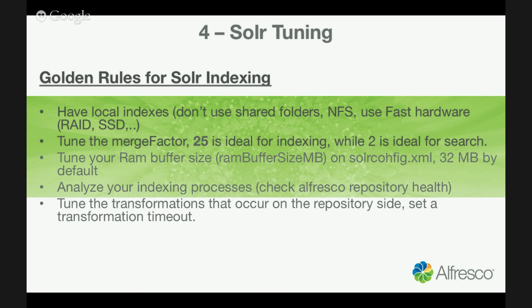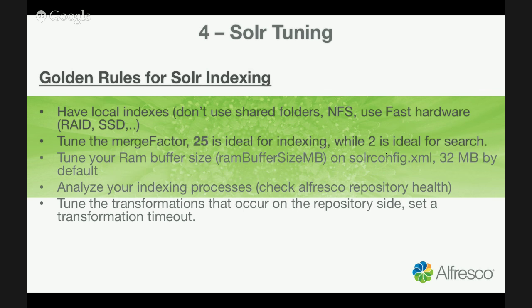I could prove that increasing the RAM buffer size to at least 64 has proven to increase performance on Solr, both indexing and searching. So analyze your indexing process. Check not only when you're having problems with the indexing or content indexing or search related problems, don't look only at Solr. Also check the Alfresco repository health, because indexing triggers, as I said earlier, some processes at the repository level. One of the processes is text extraction, and that process can be intense under heavy concurrency if there's a lot of text extraction going on.